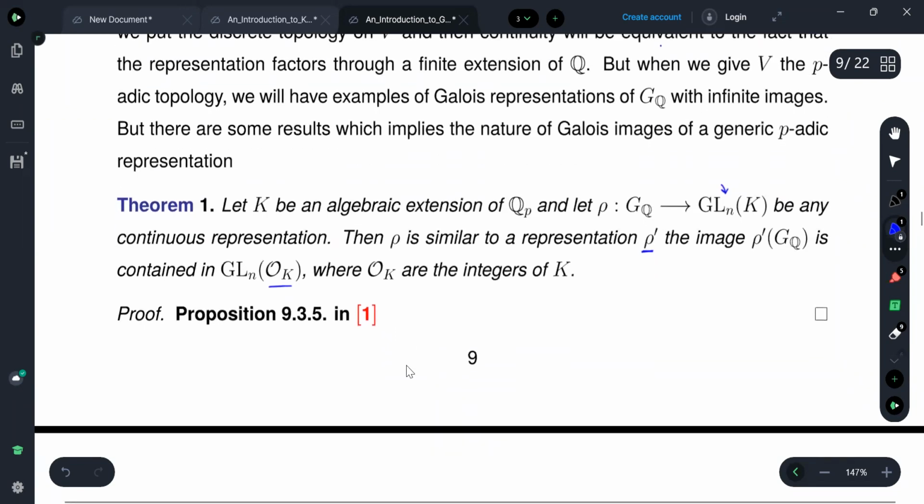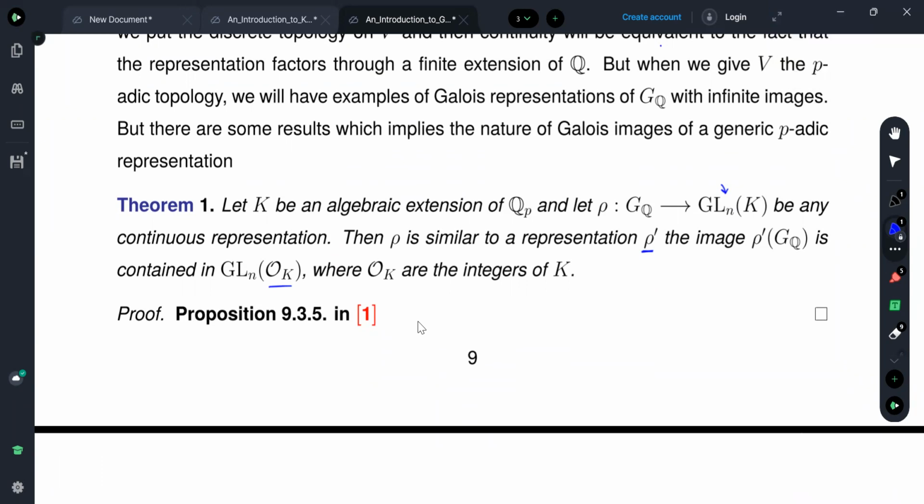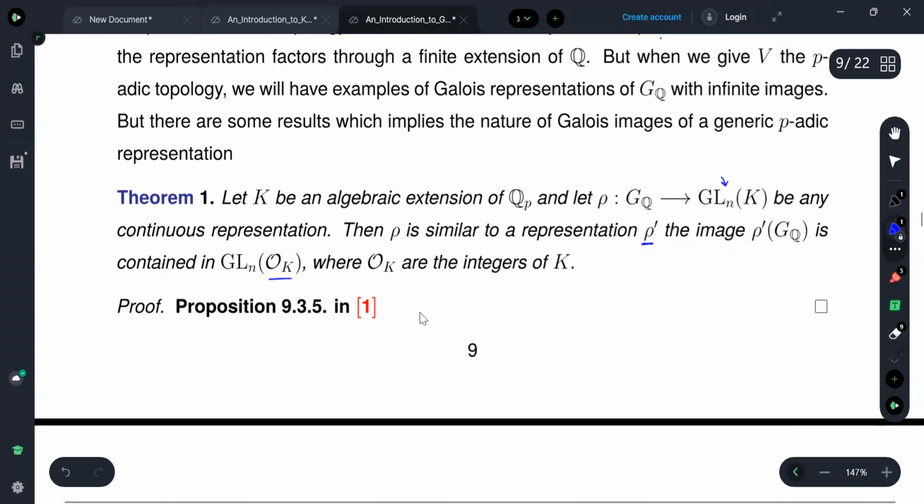So is the statement clear? No, whatever the statement, this group is GLN of the ring of integers. That is actually compact. So from the non-compact object, you come to some compact object. That's the importance of this theorem.